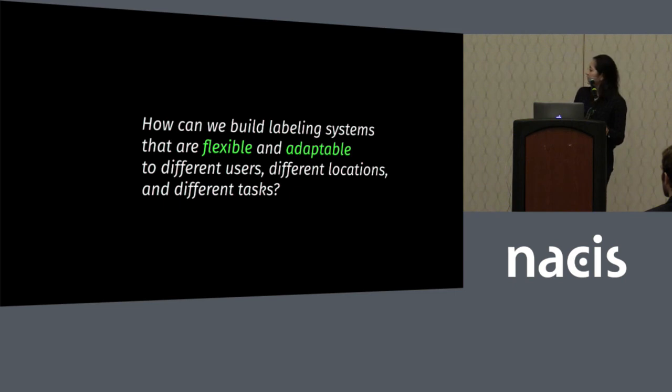I want to leave with a final thought that really what we're trying to answer here is not what are the most optimal labels to display for a foreign map feature, but really how can we build label systems that are both flexible and adaptable to different users, different locations, and different tasks.